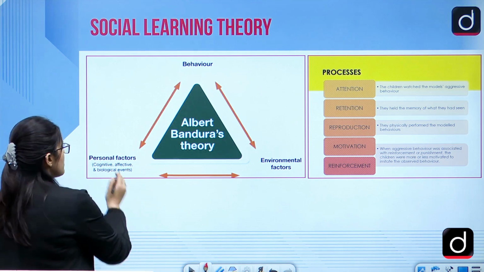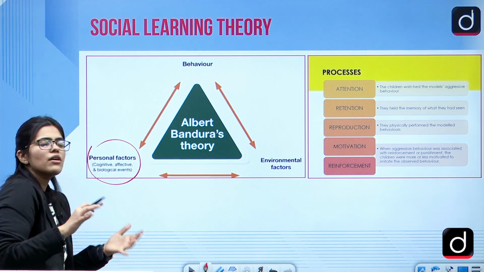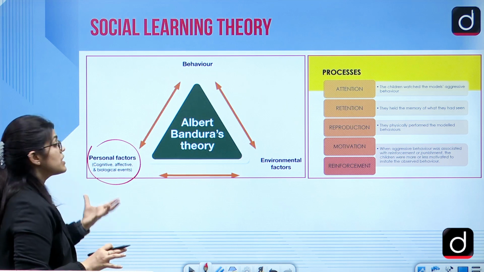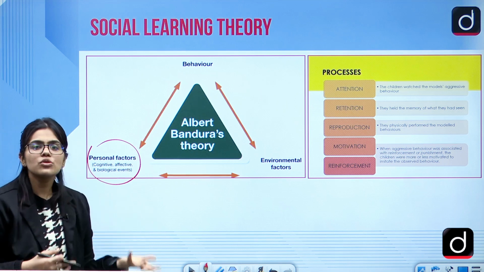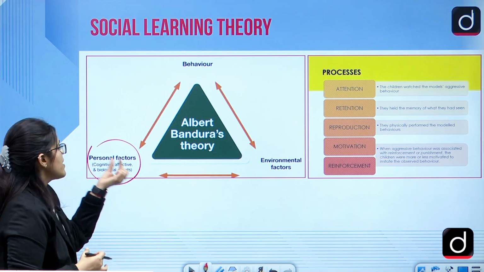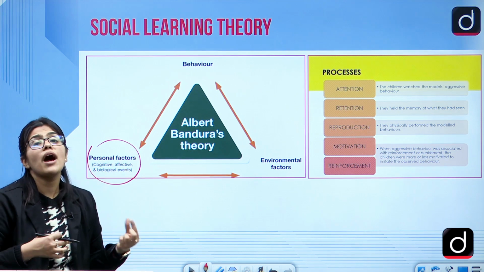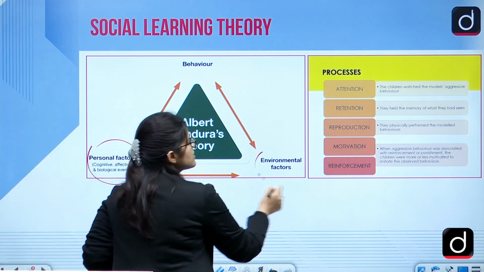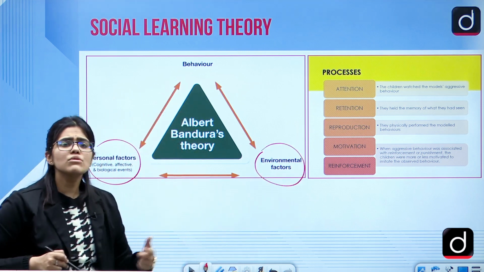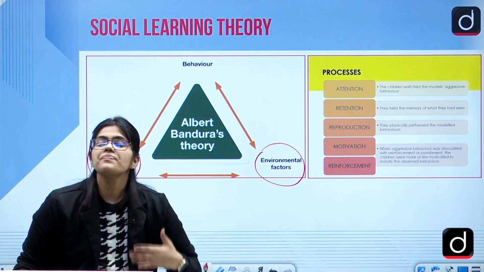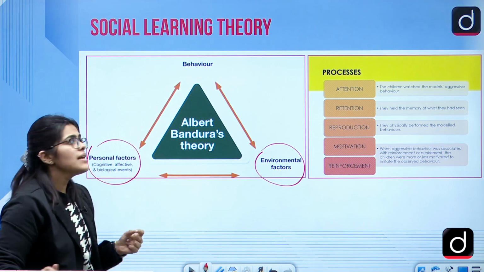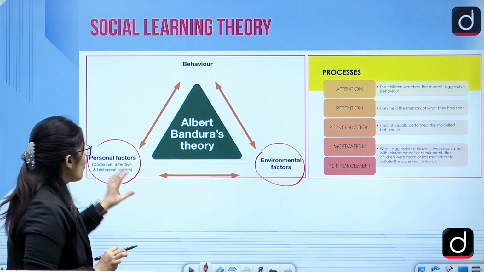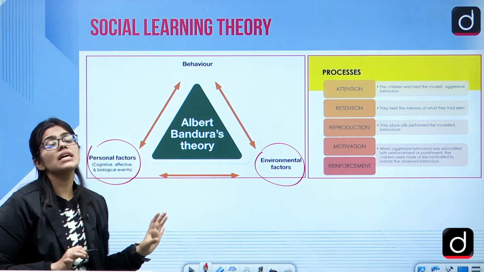That means there can be some personal factors like my cognitive skills, like my IQ, like how I deal with different things, right? What is my intelligent quotient? What is my cognitive, affective, psychomotor, and what are my biological events? But there are definitely some environmental factors, like my school, like my parents, like my culture, that will also come into play. And then at the end, there are some behaviors that are created. So all these things are interrelated.